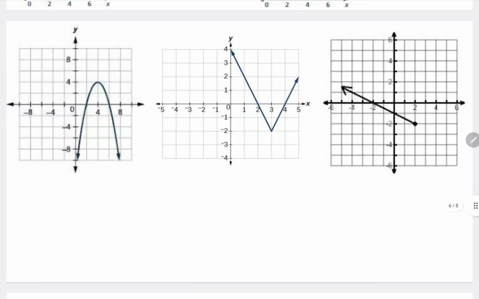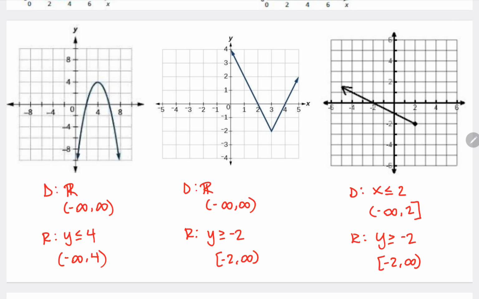Here's a few more examples if you want to pause the video and try them on your own, and then I'm going to write up the answers. And here are those answers.